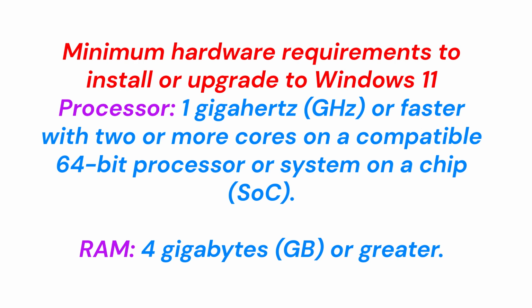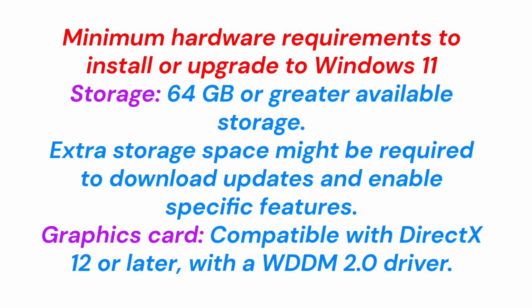Windows 11. Devices must meet the following minimum hardware requirements to install or upgrade to Windows 11. Processor: 1 GHz or faster with 2 or more cores on a compatible 64-bit processor or system on a chip (SoC). RAM: 4 GB or greater. Storage: 64 GB or greater available storage. Extra storage space might be required to download updates and enable specific features.